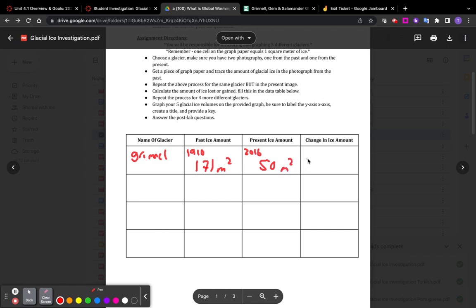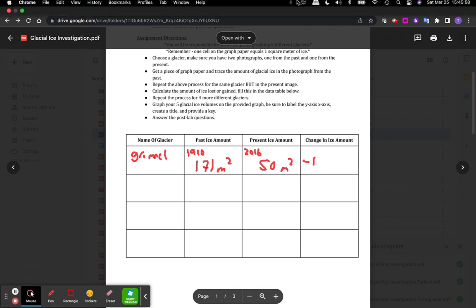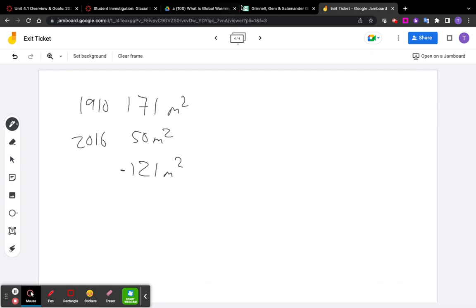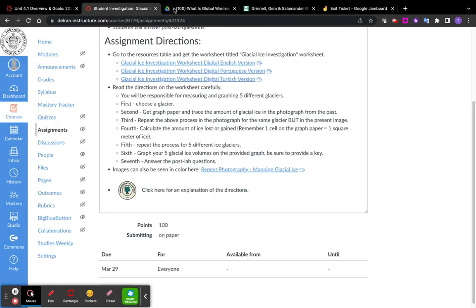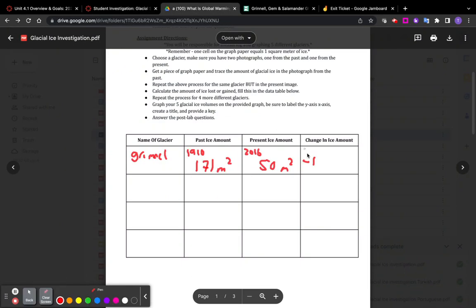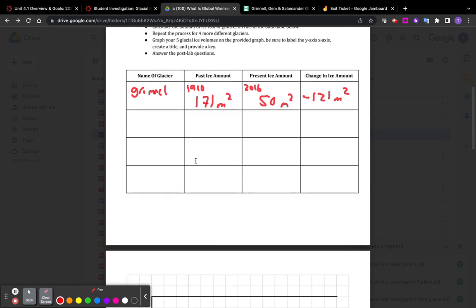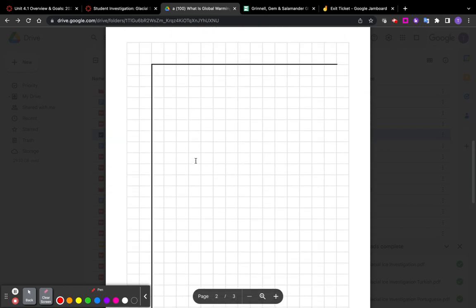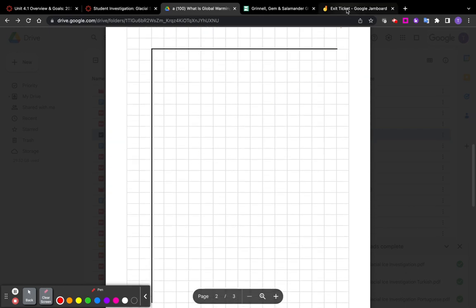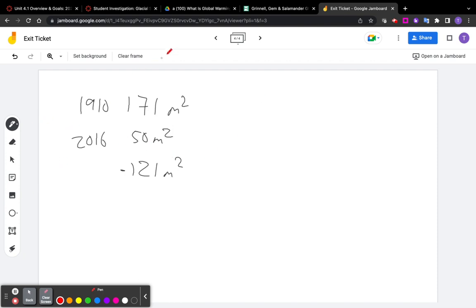So what was the overall change? Well, it was negative 121 meters squared. So I'm going to put that here. It's negative 121 because it decreased by that much. It went from this much to this much. Now, if there's a positive number here, that means that it would increase. You're going to repeat that for 4 more glaciers, just like that. You might have to get a new piece of graph paper and redo it. But then when you are all done, what you're going to do is you're going to graph it. So I'll show you how you would do that.